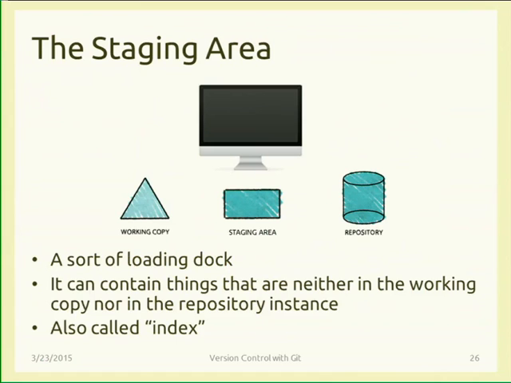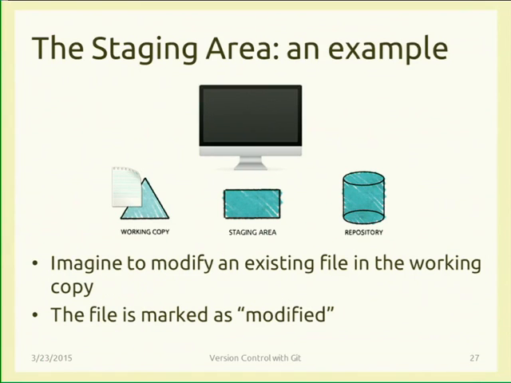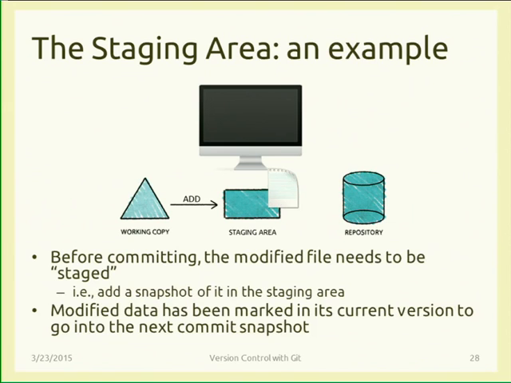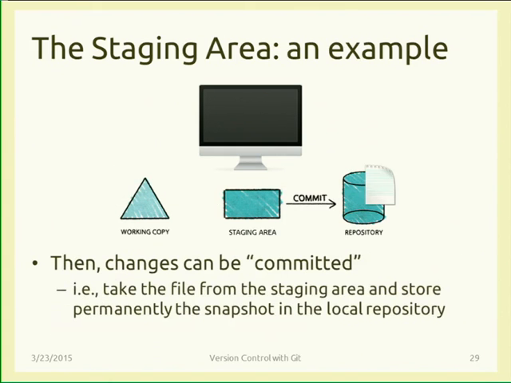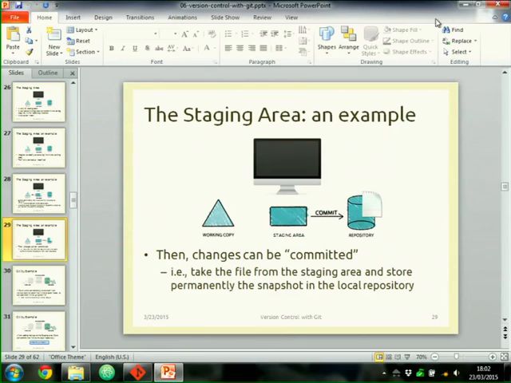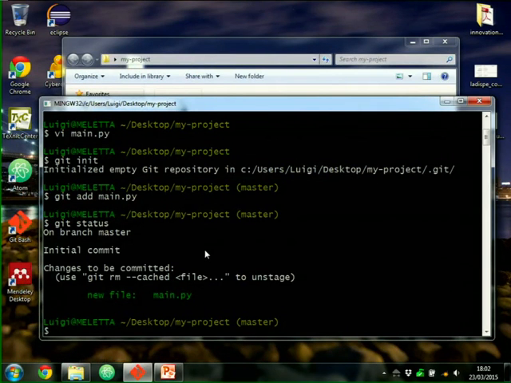What it did is this. I have a file in the working copy. Before committing the file, I have to say, dear Git, please, this is my file, take care. The way in which Git does this is by adding the file to a staging area. So if I want to add a new file, or if I want to say to Git this is a modified file, this is a deleted file, I have to put it in the staging area. Then I can commit the file from the staging area to the local repository.